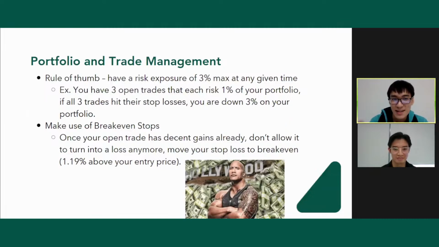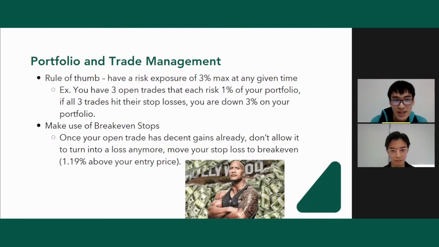So now that you know how to execute using the exit OCO order, does that mean sige, tira ka lang ng tira, diba? Just keep trading. Diba? No, diba? So we also have to have portfolio and trade management. So the rule of thumb that I personally follow is, your risk exposure dapat maximum of 3% lang at any given time. So example, you have 3 open trades, tapos they're all of them, they're risking 1% lang.